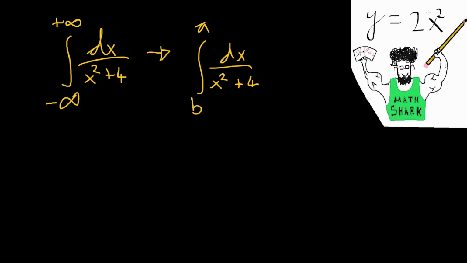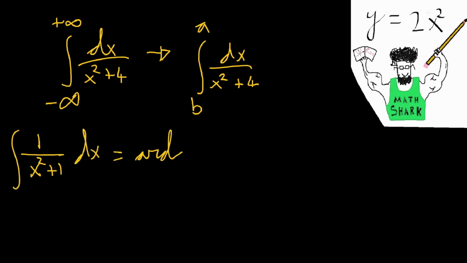As you may have noticed, this 1 over x squared plus 4 is quite similar to 1 over x squared plus 1. And if you recall, the integral of 1 over x squared plus 1 dx is equal to arctan x plus C. So if we get this somehow into the form of x squared plus 1, we can use this formula to get an arctan of something. So that's what we're going to be using.